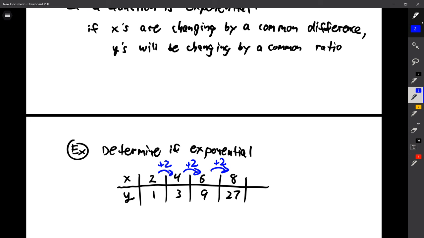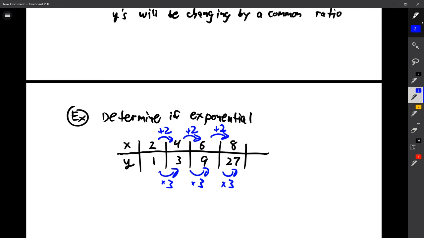Now, what we look at now is to see if there's a common ratio. In other words, is there a common value that we are multiplying to get to the next y value? Well, from 1 to 3, what do you multiply by? You're multiplying by 3. From 3 to 9, you're multiplying by 3. From 9 to 27, you're multiplying by 3. So because the common difference in x's correlates to a common ratio of y's, then we can say that, yes, this is exponential.